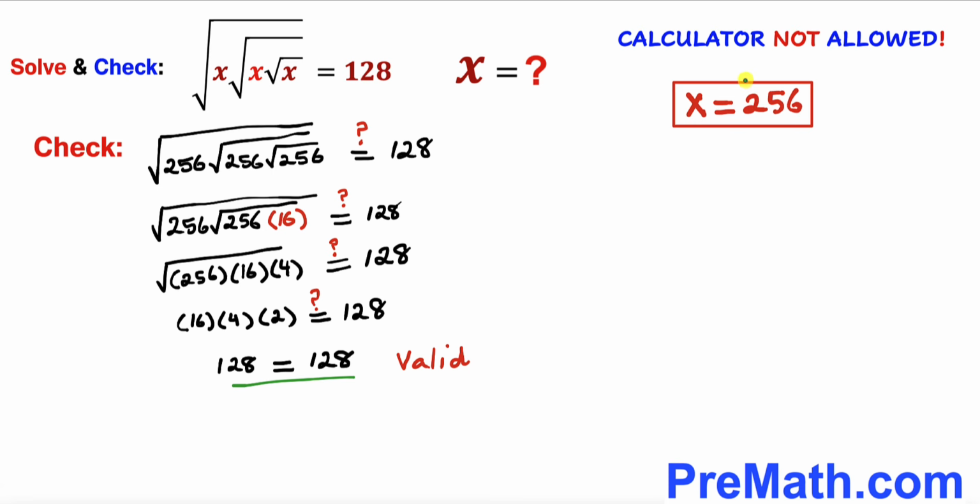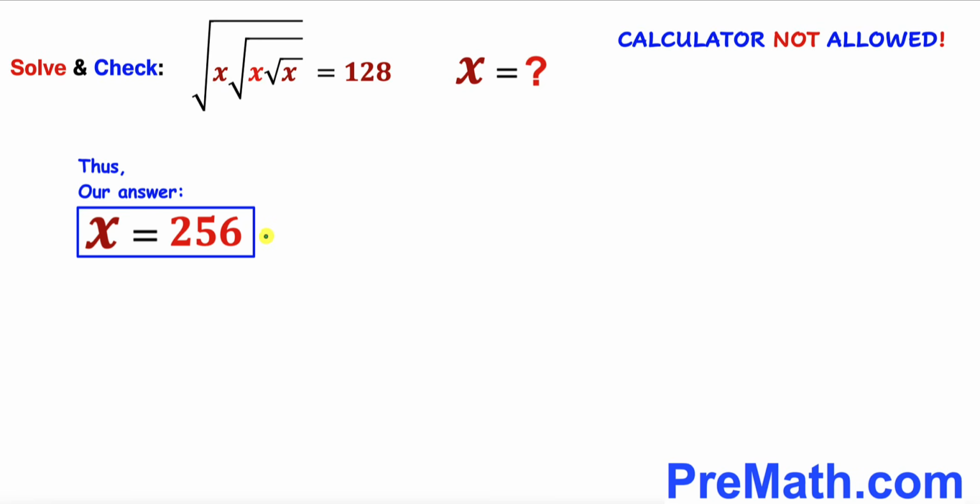So x equals 256 is our valid solution. After all the calculations and manipulations, our solution x value turns out to be 256, and that's our final answer.